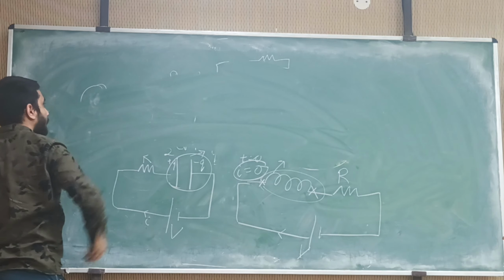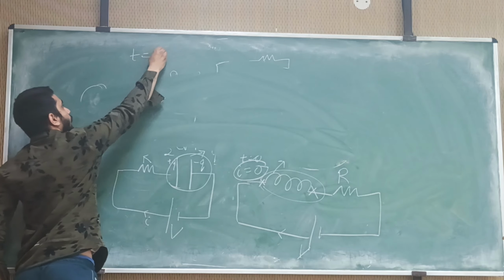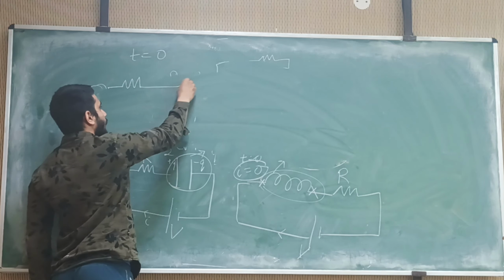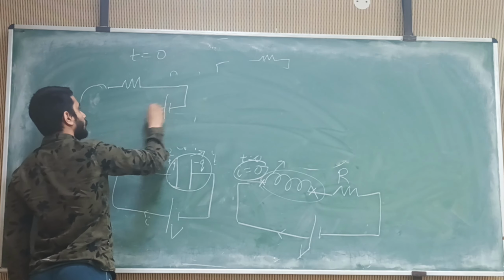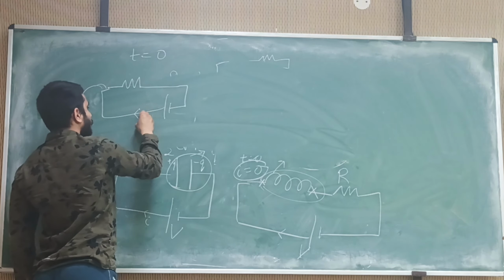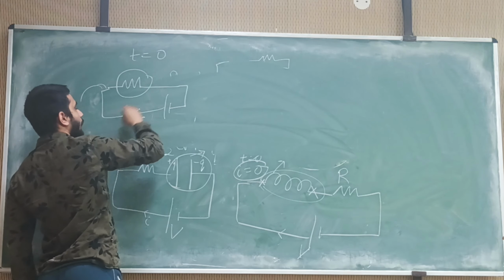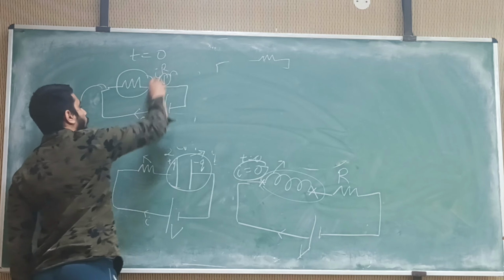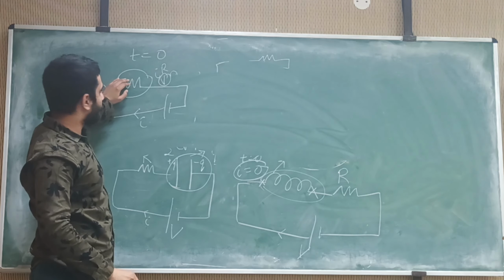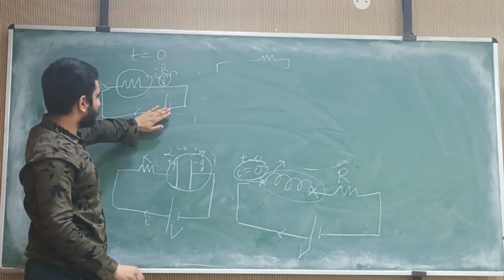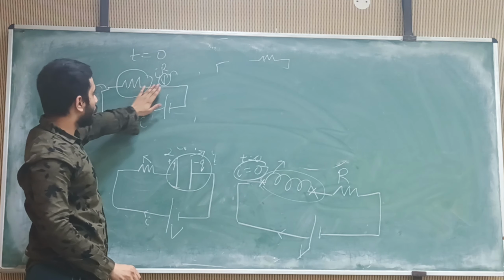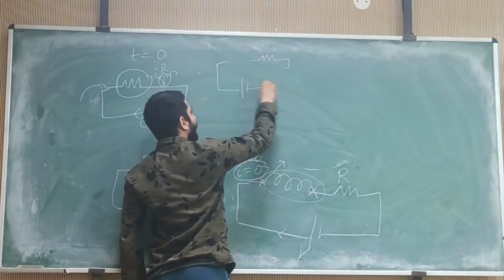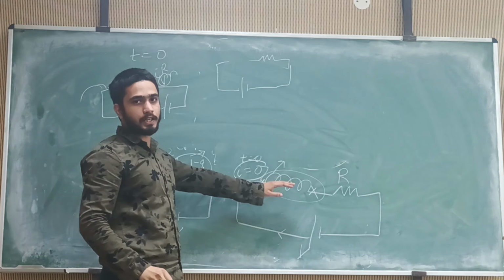I will draw one more time. At time t equals 0, this will be a simple wire, and with the current I there, the voltage drop across this resistance will be I into R, or simply V, because the battery is there and this resistance is there. But in the case of the inductance, it will be an open space because it resists the current flow.